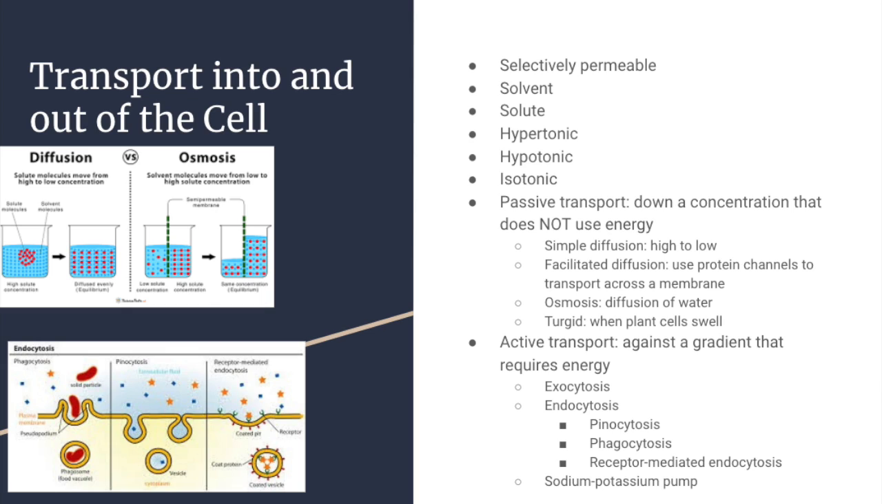Water leaving the cell causes the cell to shrink, and water entering the cell makes the cell swell, and plant cells that swell become turgid. In isotonic solution, water diffuses in and out, but there is no net change in the cell.